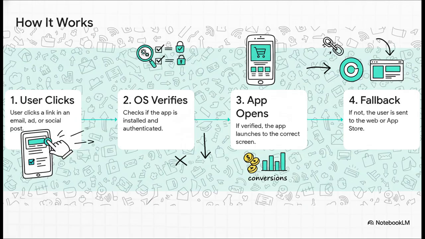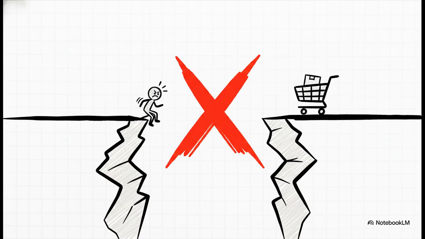But if the answer is no, step 4 kicks in automatically, the fallback. And that fallback sends them to the App Store or the same page on your mobile website. And I really cannot stress this enough. That fallback plan is everything. Without it, if a user doesn't have your app, they just get a broken link, a dead end. And a dead end means a lost customer, guaranteed, every single time.